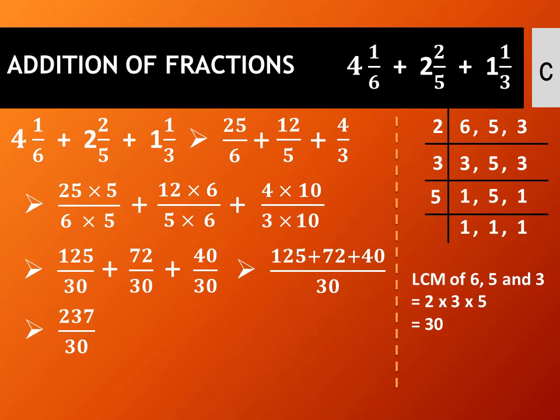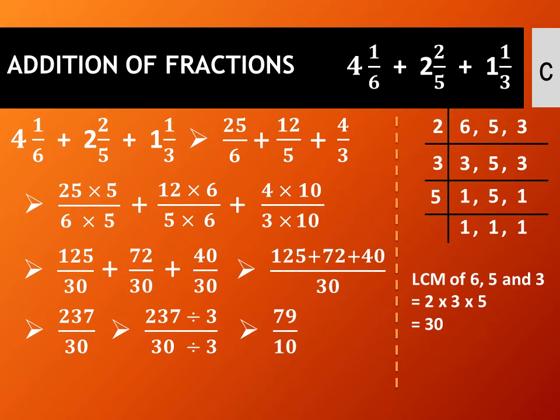So take the next number 3. To check whether it is divisible by 3 or not, we use the divisibility test of 3. 2 plus 3 plus 7 is equal to 12 and 12 is divisible by 3. So 237 is divisible by 3 and 30 is also divisible by 3. So divide numerator and denominator by the same number 3 to find the lowest terms. 237 divided by 3 we get 79 and 30 divided by 3 we get 10.